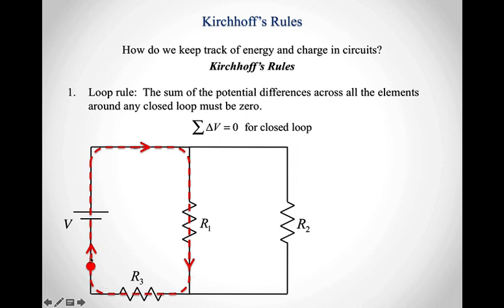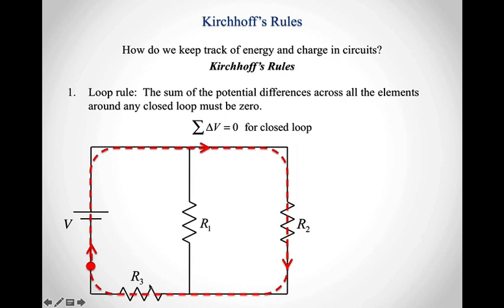So what this means is we go across this battery, we go from the negative terminal to the positive terminal. So that's a voltage increase. But whatever voltage we've picked up coming across the battery has to drop across resistor 1 and resistor 3. So what the loop rule is telling us is that whatever voltage gain happens across the battery has to be canceled out by the voltage drops across these two resistors.